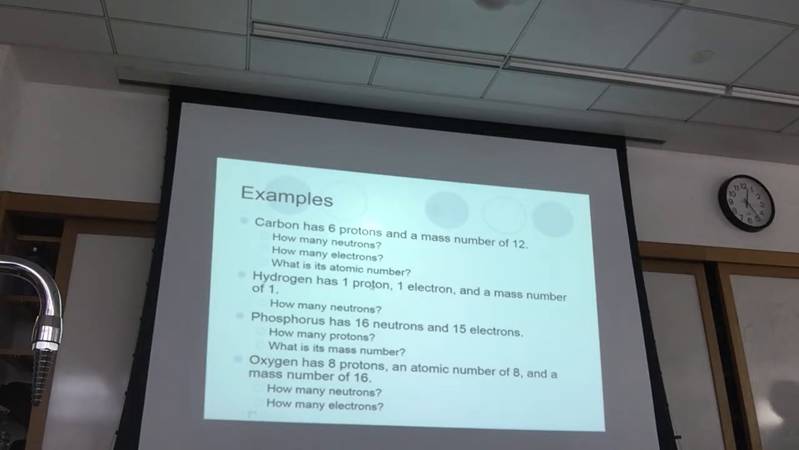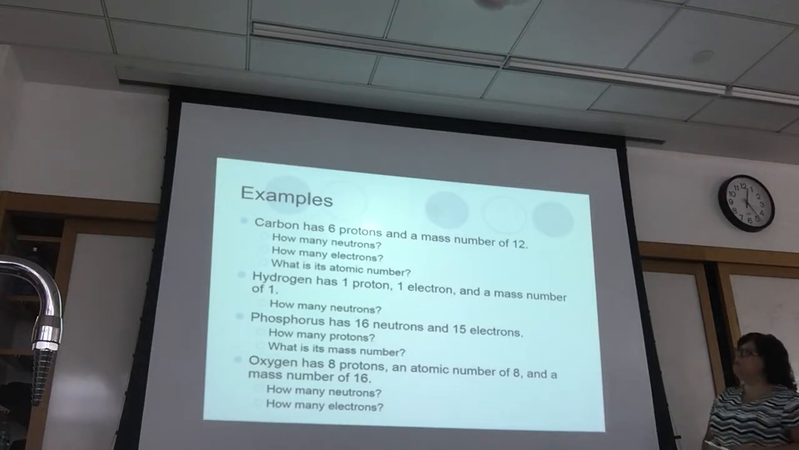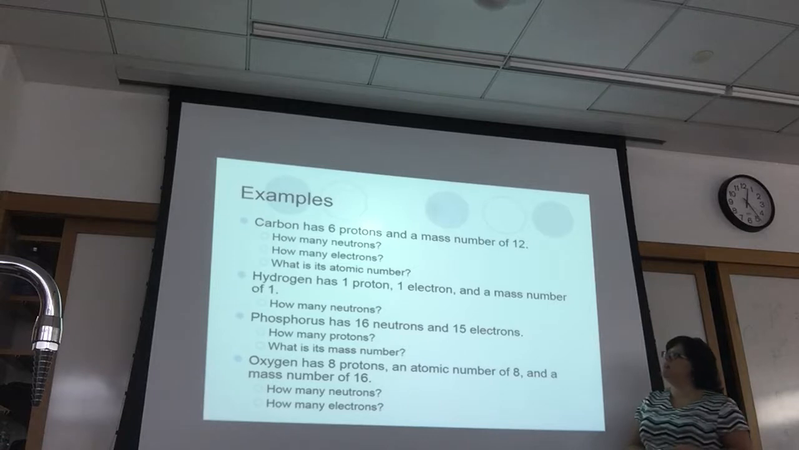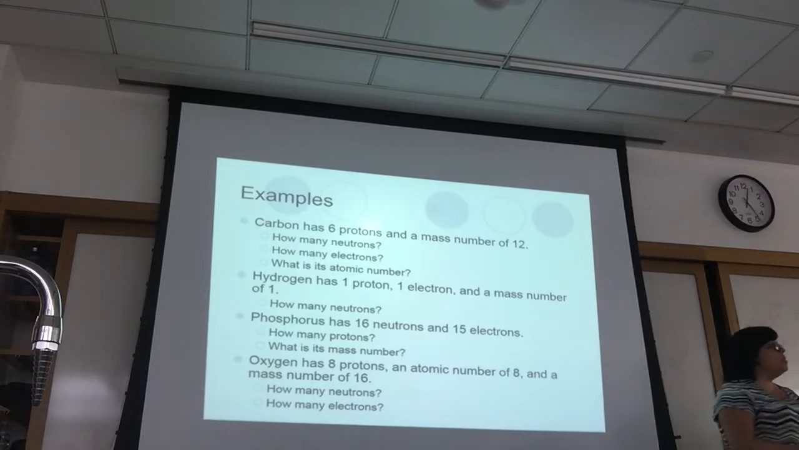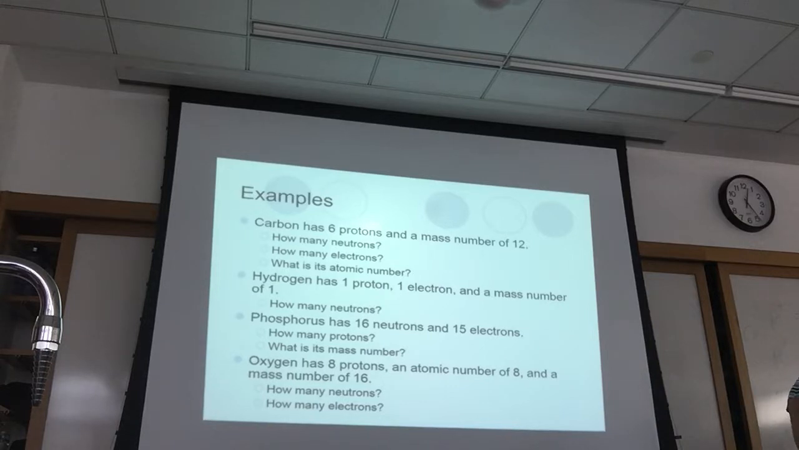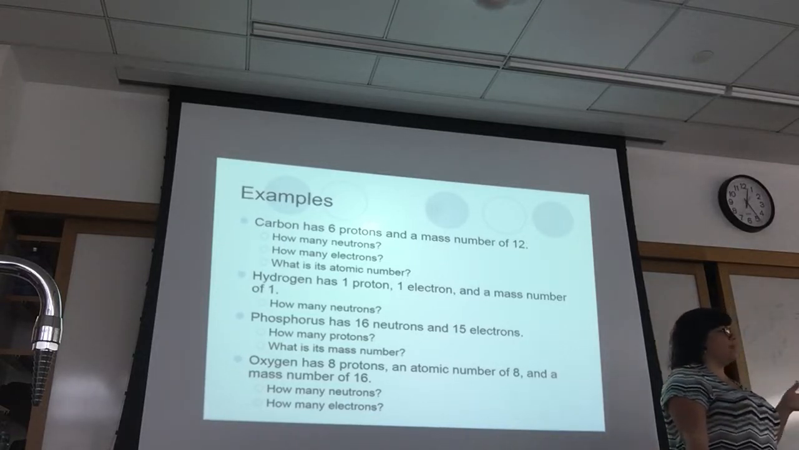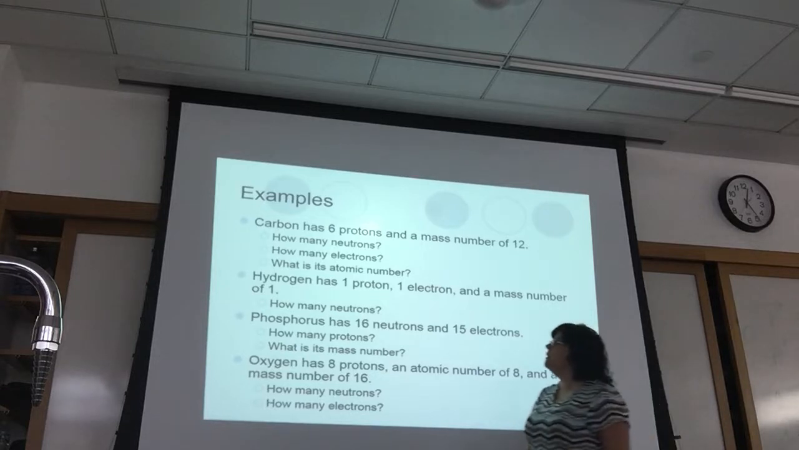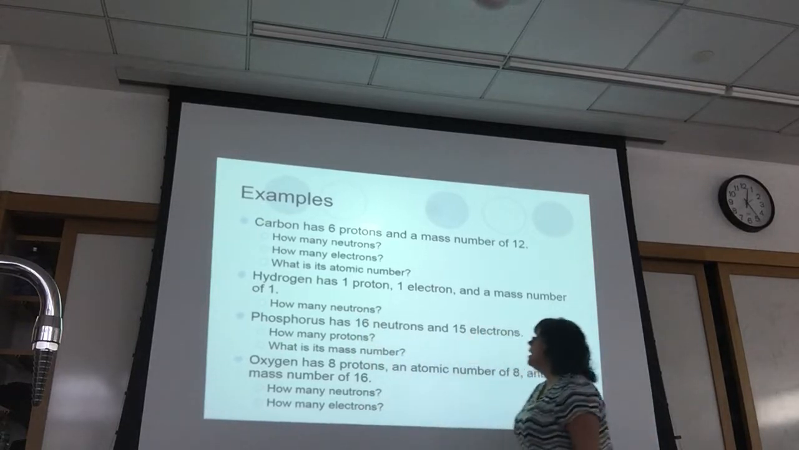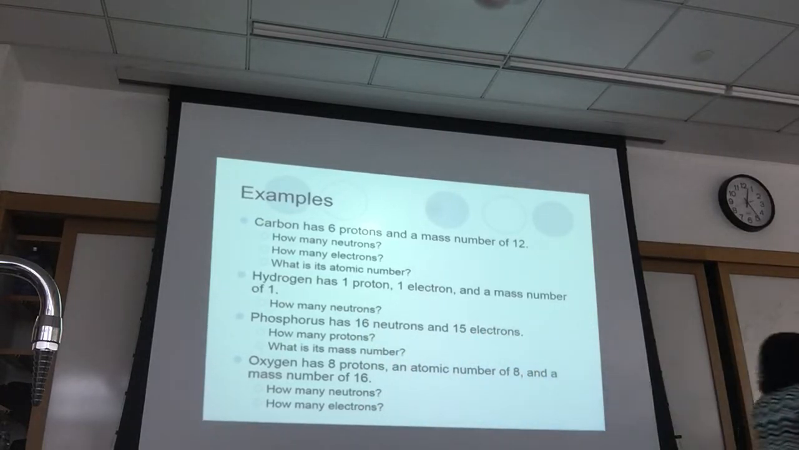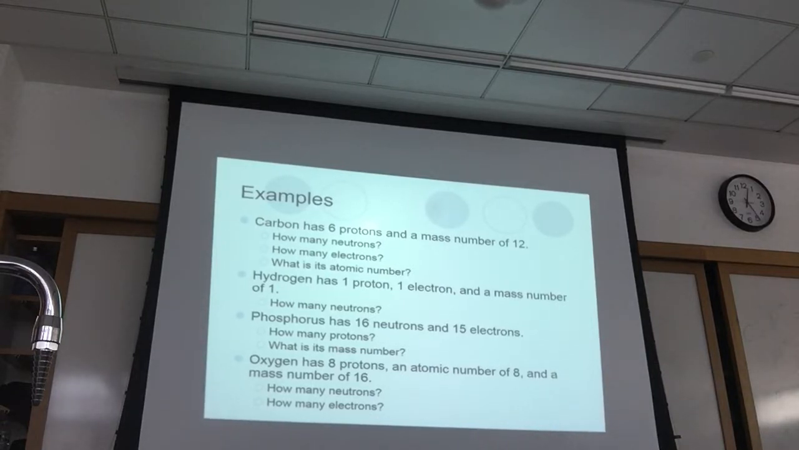Hydrogen. You should know this one already. 1 proton, 1 electron, and a mass number of 1. How many neutrons? 0. I didn't even have to tell you all that. I should just be able to say, how many neutrons in hydrogen? And you should know, just because I've mentioned it at least 5 times already. At least. Okay. 0 neutrons. All right, phosphorus has 16 neutrons and 15 electrons.